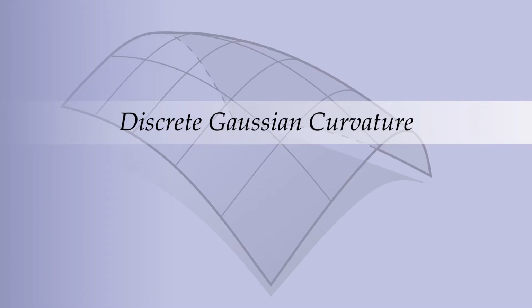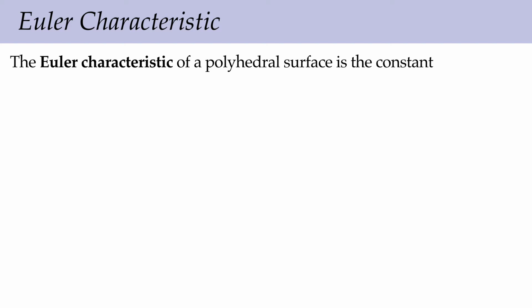We will begin our journey in understanding discrete curvature by looking at Gaussian curvature. And one of the key concepts we're going to need to really understand and appreciate this definition is the Euler characteristic. So for a polyhedral surface, the Euler characteristic is the constant chi equal V minus E plus F, where V is the number of vertices, E is the number of edges, and F is the number of faces.